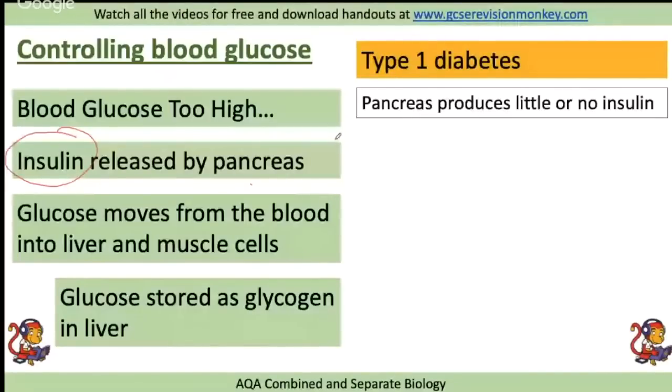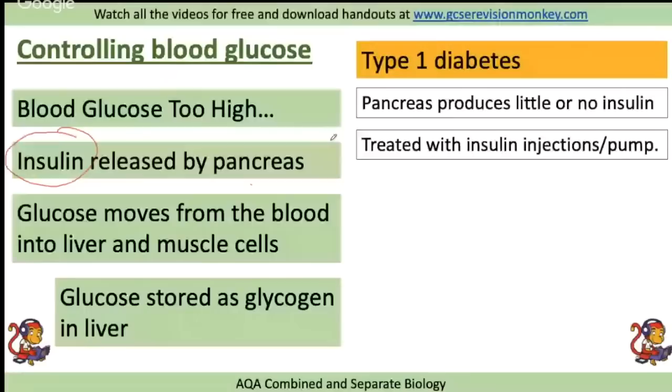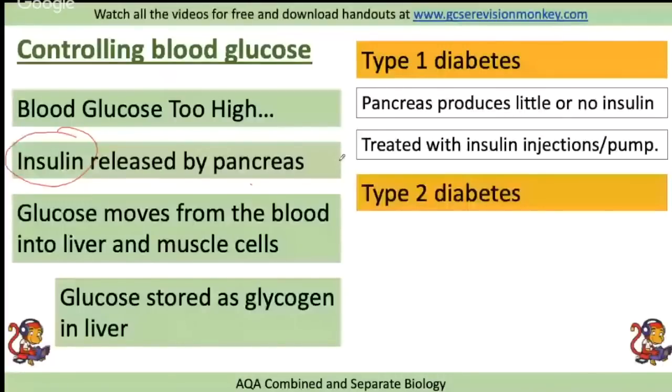And you may well know that the treatment for that is with insulin injections or an insulin pump. So they can't produce it, so they need to inject that into their bodies to stop their blood glucose levels getting dangerously high. Type 2 diabetes then.